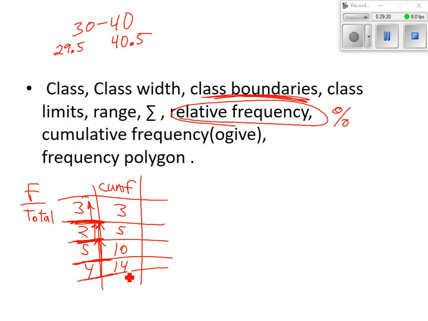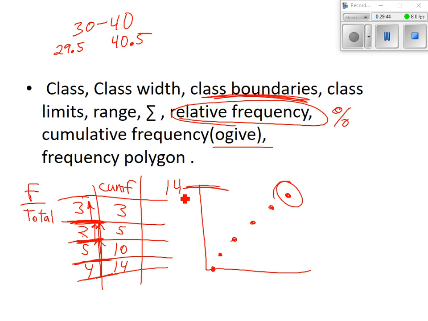That's a cumulative frequency. So with that, we start at 0, then go to here, then here, then here, then here. This last one should be at the number of our total, which would be 14 for that one. So it just tells how many pieces of data are at this point and down, and so on. Frequency polygon.